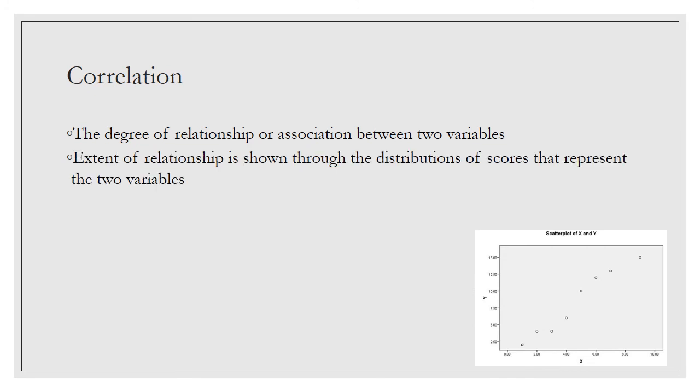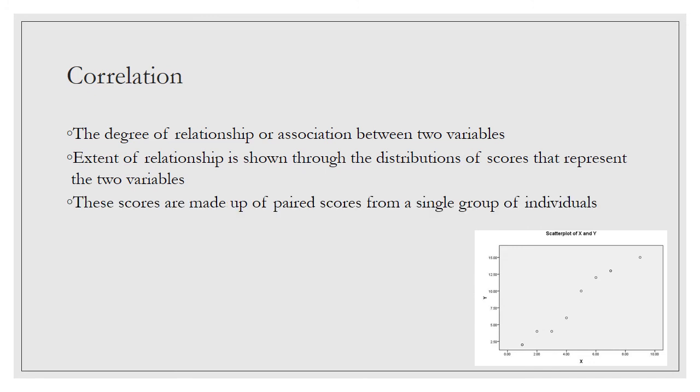The extent of the relationship is shown through the distributions of scores that represent the two variables. The scores are made up of paired scores for a single group of individuals. So each person has a score on both values. We are interested in how scores covary, or we might say vary together. In the bottom right-hand corner is a scatter plot, or scattergram. We're going to see some more examples of those, but I thought it's useful to show that here now. So when we think about correlation, I often find it useful to think about these types of scatter plots or scattergrams that we'll see in our text and in these examples.